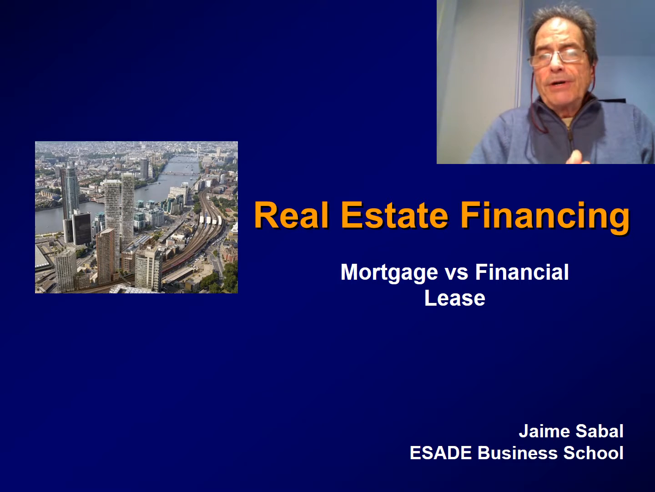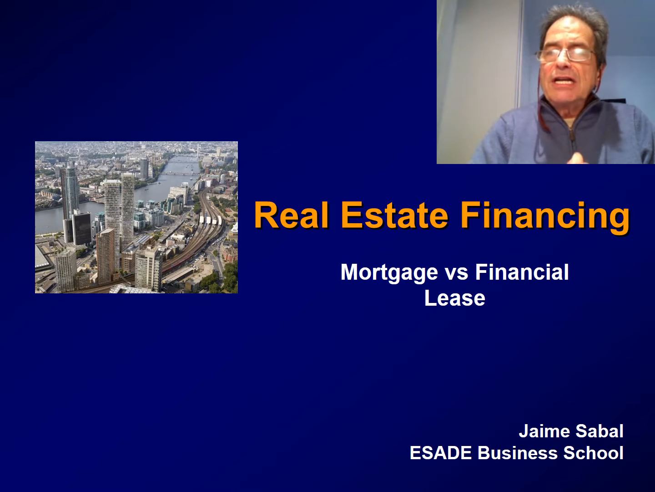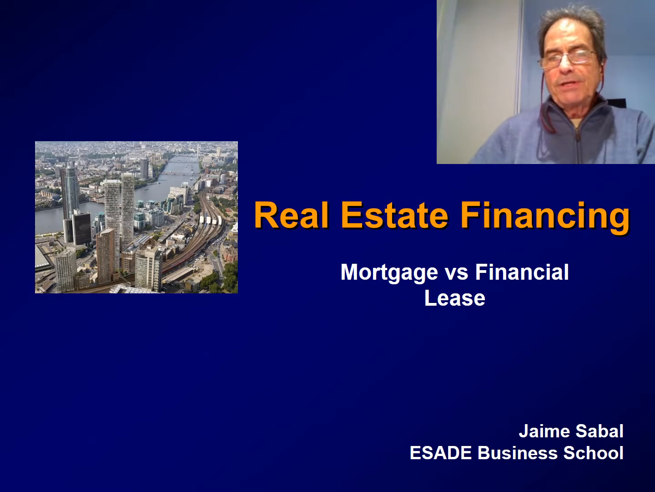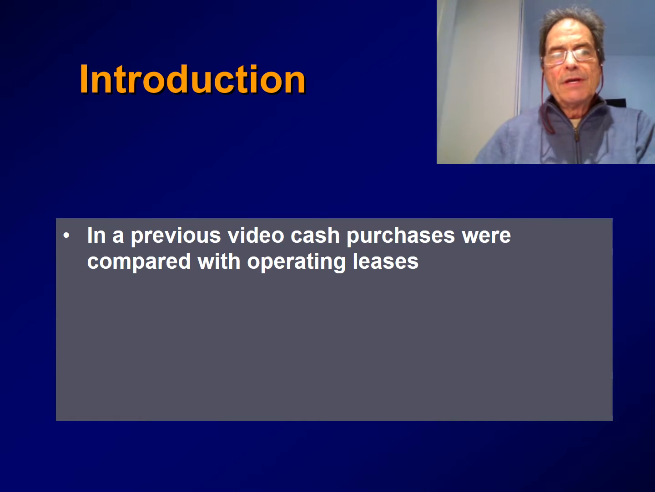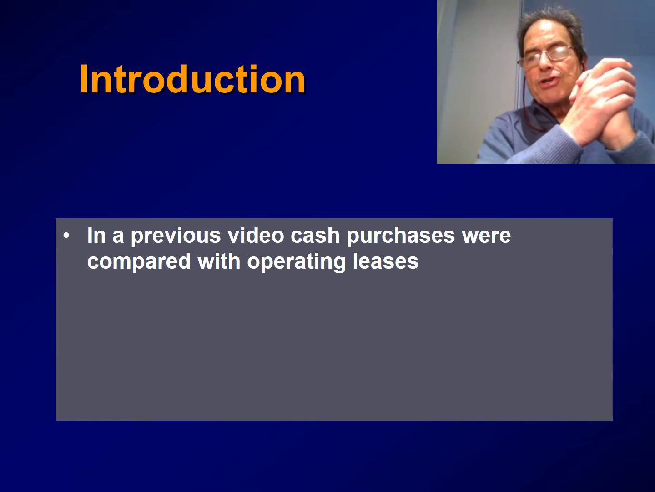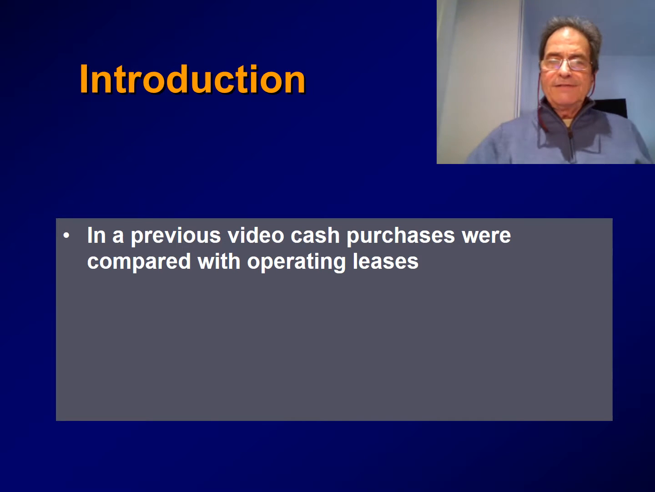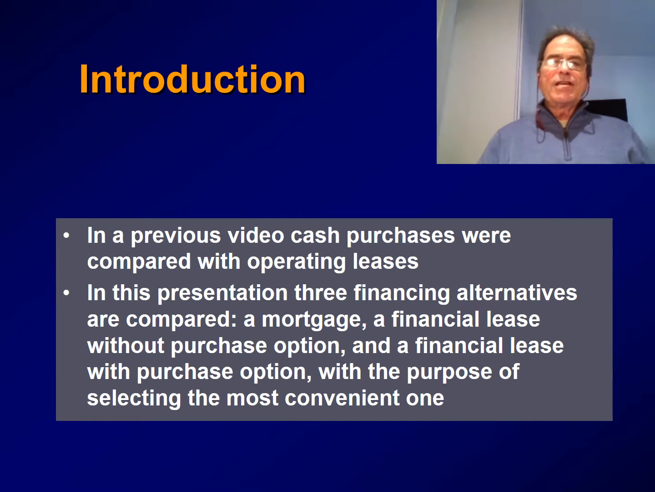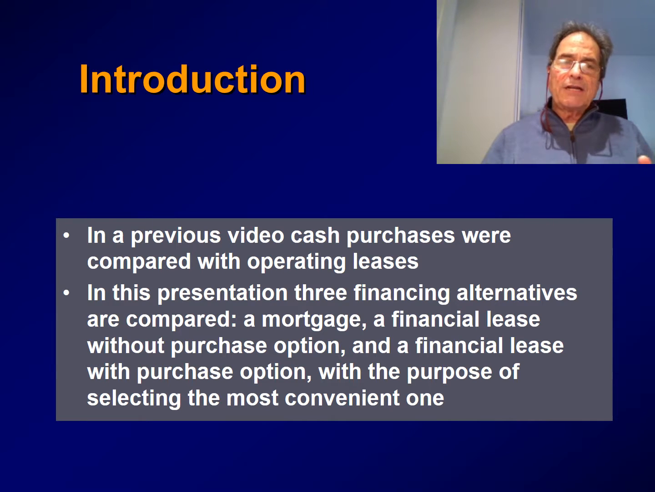Today we are going to compare a mortgage versus a financial lease as different means to acquire a real estate property. In a previous video, cash purchases were compared with operating leases. In this presentation, three financing alternatives are compared: a mortgage, a financial lease without the purchase option, and a financial lease with a purchase option. The idea is to select which one of these three alternatives is the most convenient one.